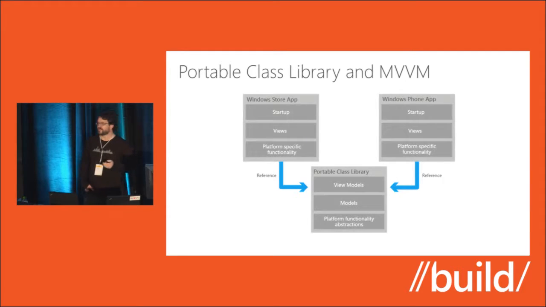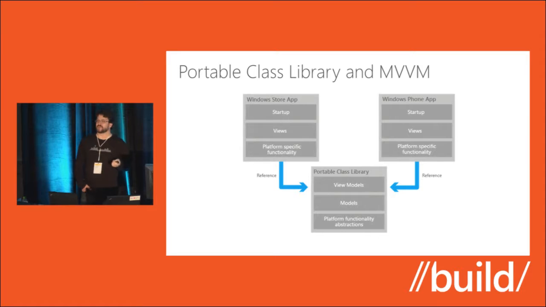They'll both reference one portable class library. What you can do there is share and place your view models and models, so a lot of your app logic will go in there. It won't always be a clean separation. There'll be cases when something is platform specific, and when you do, you'll have to think about ways to call that code from within the portable class library.